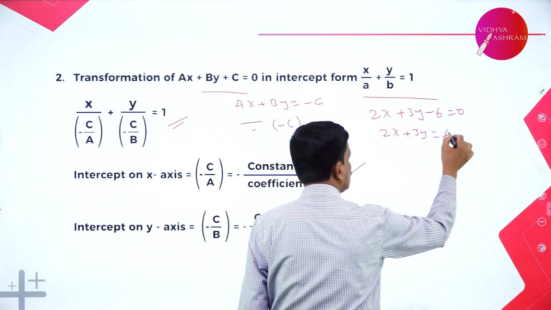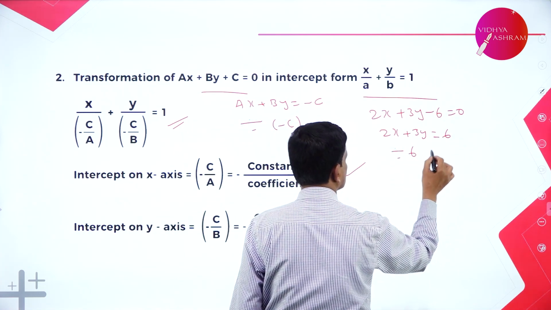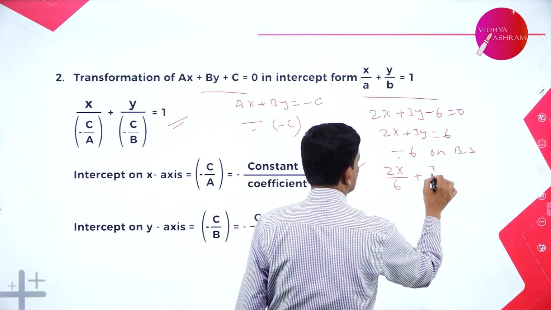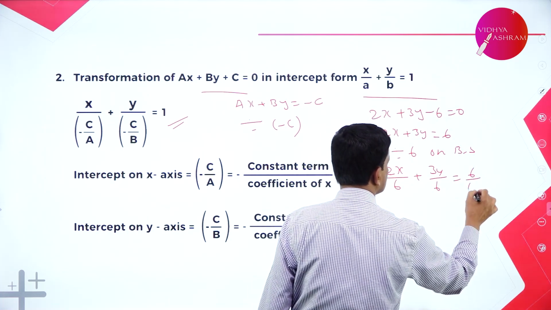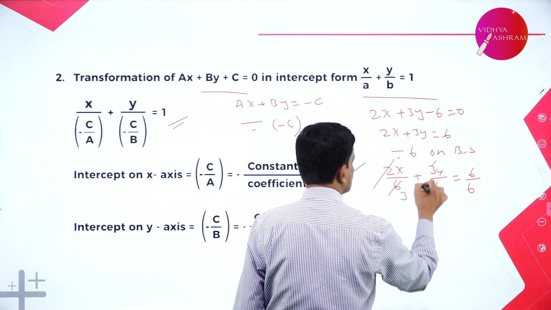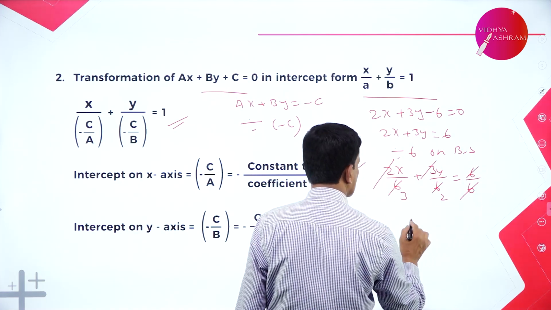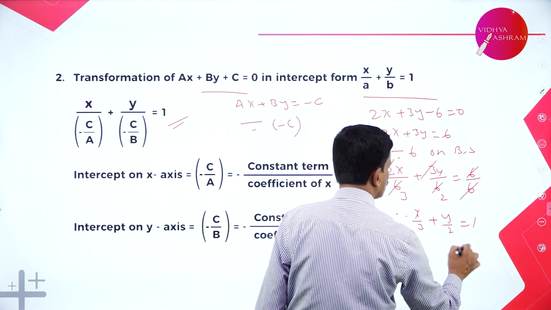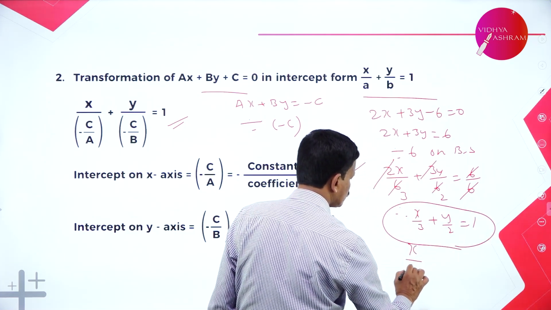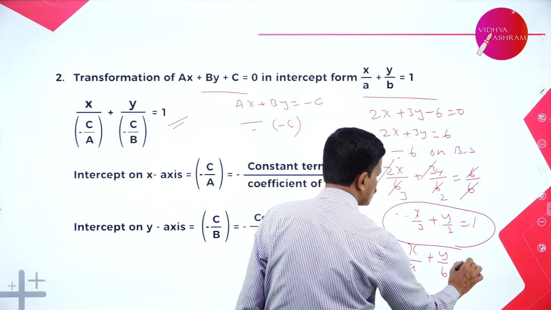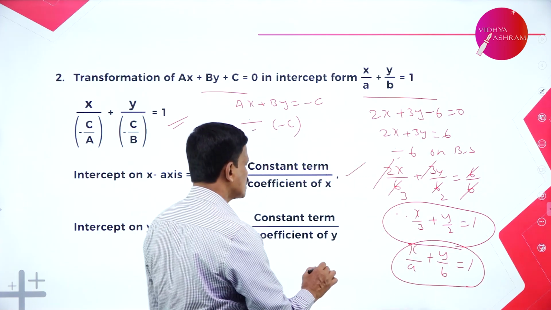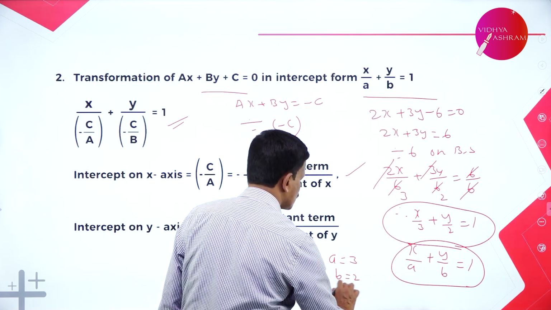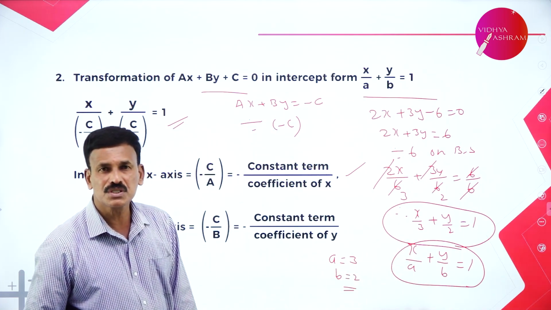Now, just make this 6 as 1, for that divide by 6 on both sides. If you divide by 6, 2x by 6 plus 3y by 6 is equal to 6 by 6. The 2 and 3 get cancelled, the 3 and 2 get cancelled, 6 by 6 gets cancelled. So, therefore, x by 3 plus y by 2 is equal to 1. So, this is of the form x by a plus y by b is equal to 1. What is a? a is nothing but the x-intercept. a is equal to 3. What is b? b is the y-intercept. That is equal to 2. a is equal to 3 and b is equal to 2.